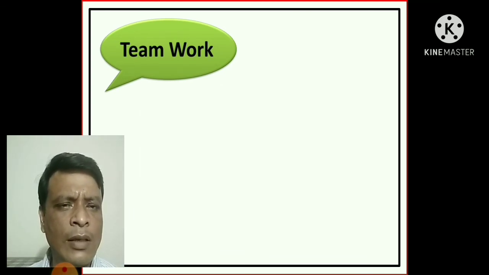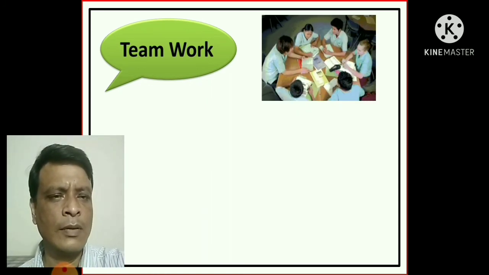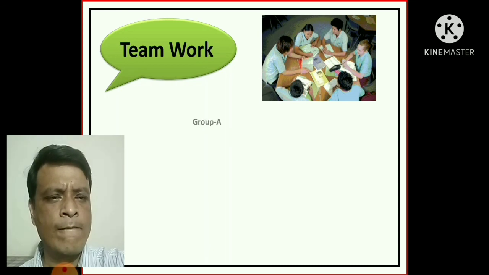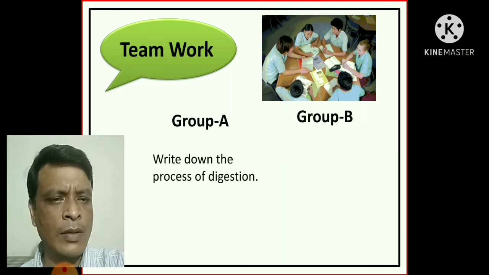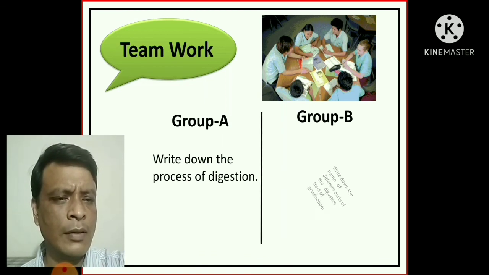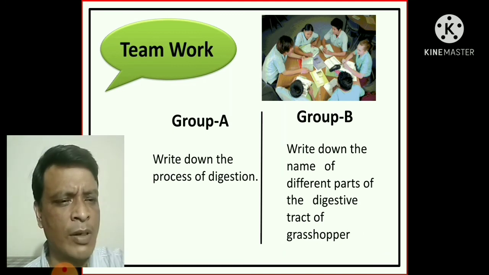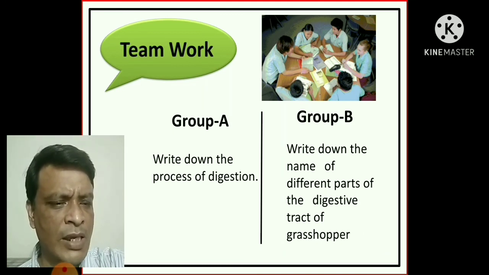Now the teamwork. Group A and Group B. Group A, write down the process of digestion. Group B, write down the names of the different parts of the digestive tract in grasshopper.